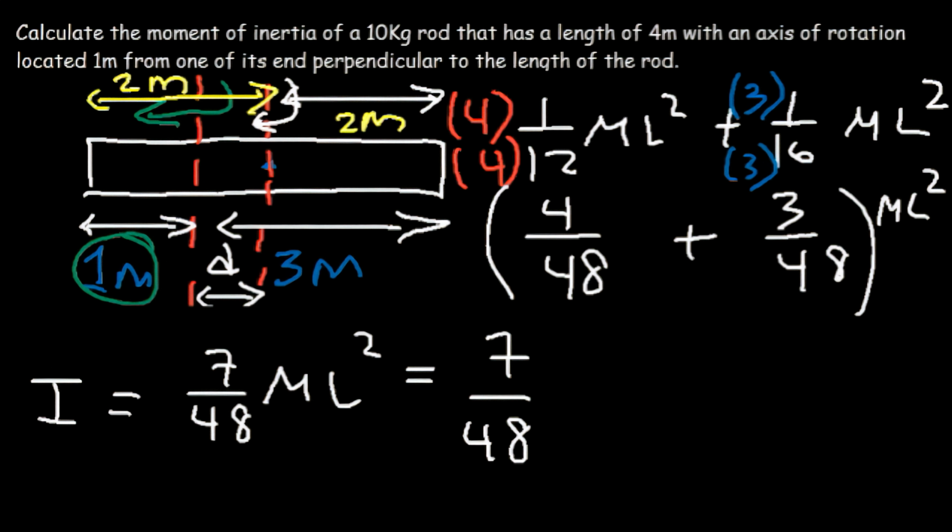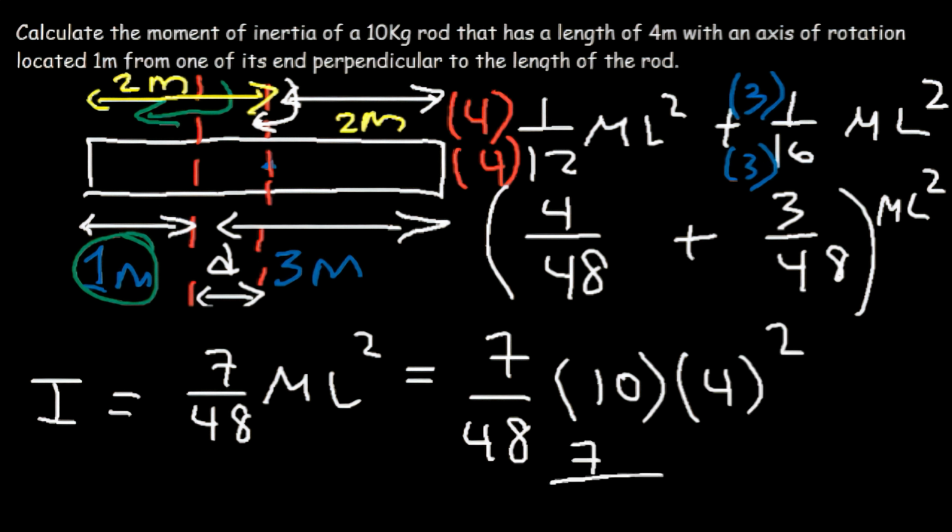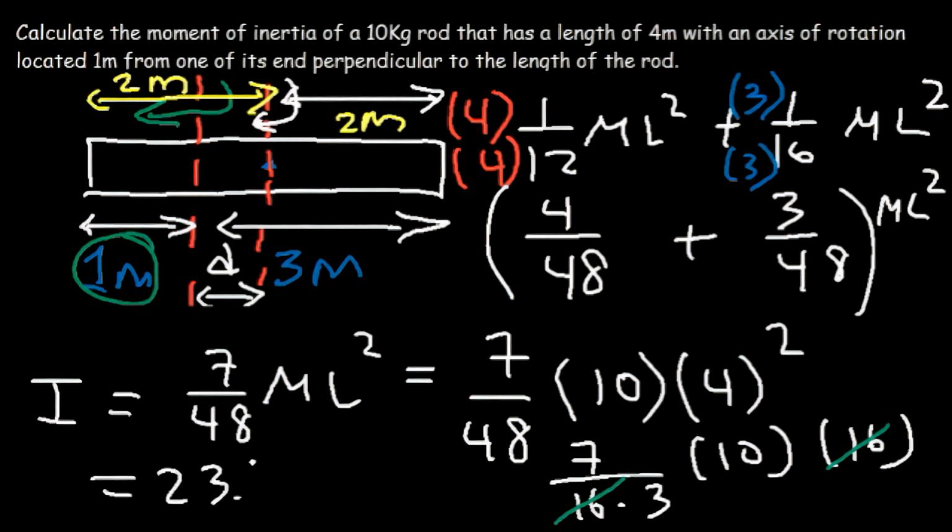So the mass of the entire rod is 10 kilograms, and the length of the entire rod is 4 meters. 4 squared is 16, and 48 is 16 times 3. So we can cancel these two numbers. So it's simply 7 times 10, which is 70 divided by 3. And 70 divided by 3 is about 23.3 kilograms times square meters.